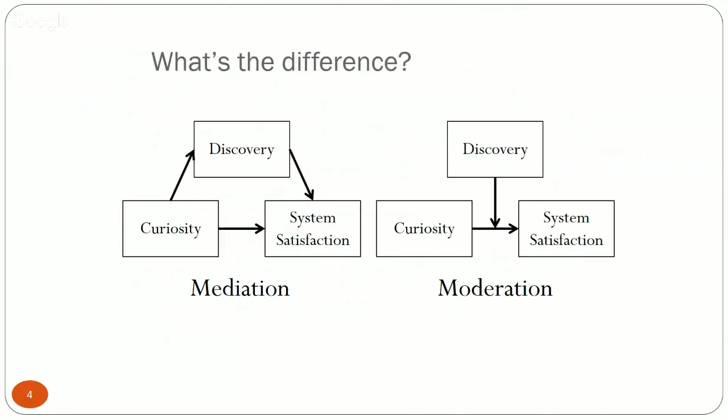So, mediation versus moderation, and this gets confused all the time. In the emails I get, people often say the word moderator when they mean the word mediator. Happens all the time. So, a quick difference. Mediation is the reason for the effect the X variable has on the Y variable. So discovery, for example, is the reason, or at least partly the reason, why curiosity impacts system satisfaction. Whereas moderation simply changes the nature of that effect. Curiosity affects system satisfaction differently because of discovery. Discovery will amplify that effect. So it's not the reason for the effect, it is just an amplifier of the effect in moderation.